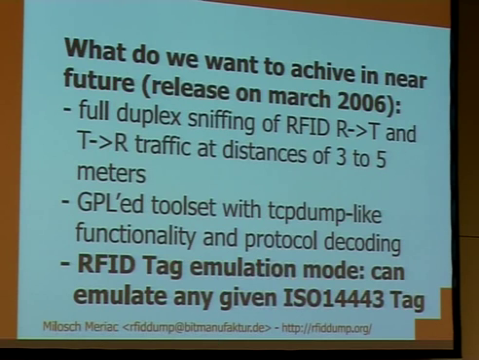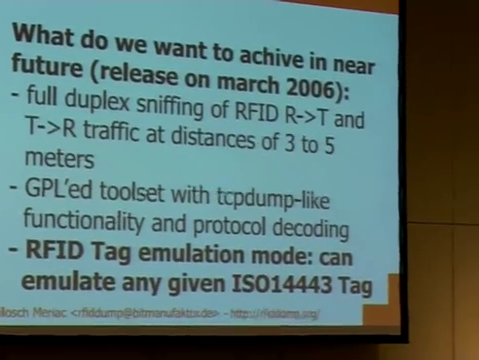So what do we want to achieve? We want to add the simpler part, in this case, the reader to tag sniffing into one device, so you can do a full duplex sniffing. So you see both parts of the communication at the same time. You don't have to switch actively. So we have full duplex. We want to increase the distance to 3 or 5 meters. This should be possible by using this hula hoop antenna.